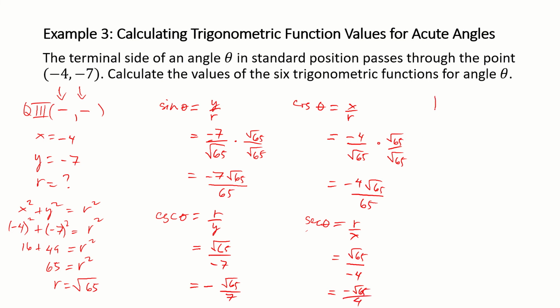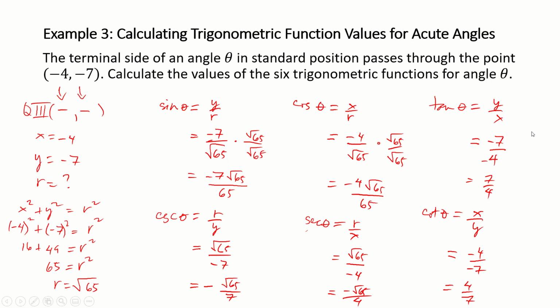And then for tangent, tangent is y over x. So negative 7 for y, x is negative 4. So that will give us 7 over 4 because negative divided by negative is positive. Then for cotangent, that's x over y. So negative 4 over negative 7, and as our final answer, that's 4 over 7, because negative divided by negative is positive. So let's now continue to example 4.